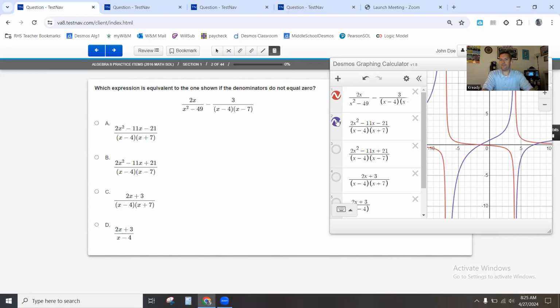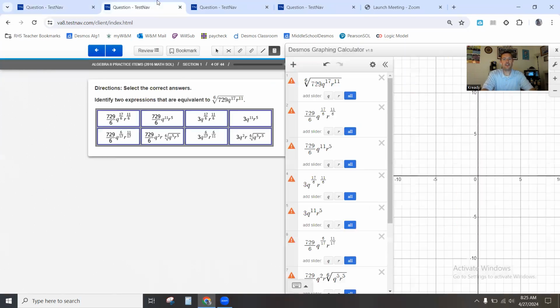Is that the same graph? Is that the same graph? Is that the same graph? Is that the same graph? And obviously we see that one is the same graph. Just that simple. Here, a little different.